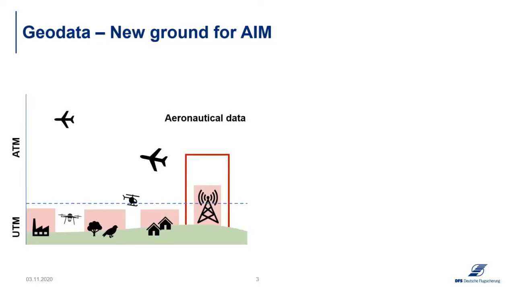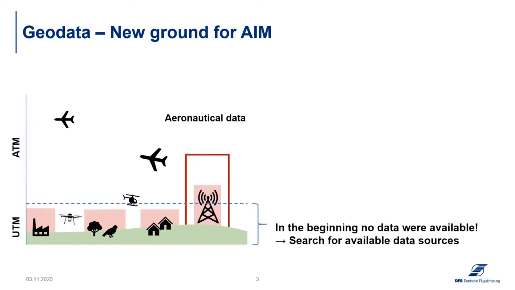The topic of geodata is quite a new topic for AIM, so to speak, new ground for AIM. In contrast, the processes in ATM are well established and data are available for the corresponding airspaces. For example, we have data on obstacles greater than 100 meters or datasets of detailed airport infrastructure and so on. But for the very low airspace, and this is where the majority of UAS vehicles, also called drones, operate, we had in the very beginning no available information or data representing the detailed buildings, vertical structures and areas of this airspace.